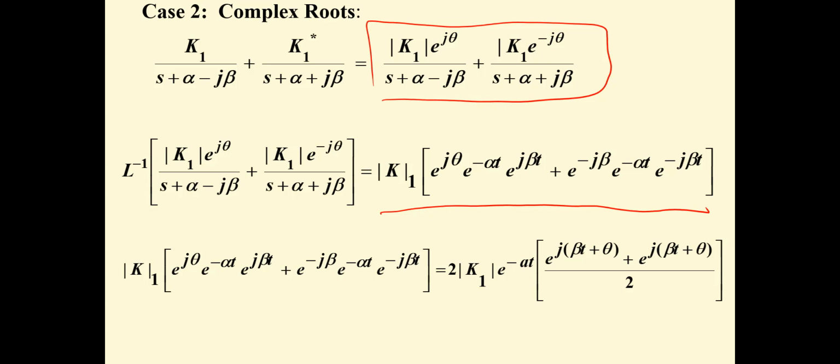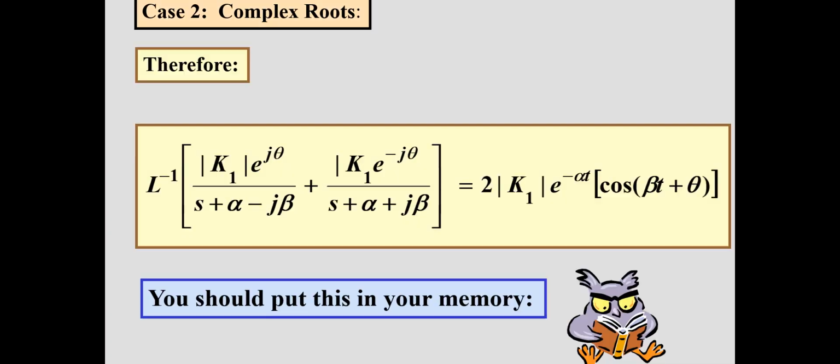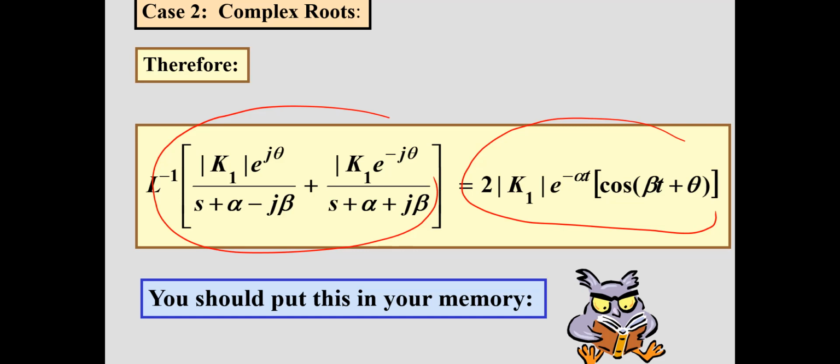Okay, and then we can write this equation become this equation: 2K1 e power of minus alpha t multiplied by e power of j beta t plus theta plus e power of minus j beta t plus theta per 2. Okay, so therefore the inverse Laplace of this equation, the complex root, is this one. So you have to put this in your memory. 2K1 multiplied by e power of minus alpha t multiplied by cos beta t plus theta.